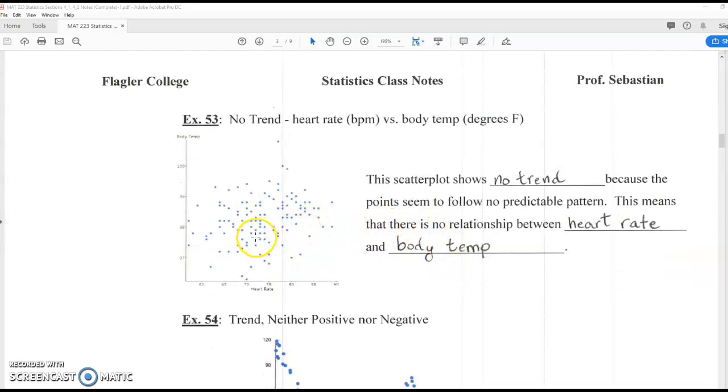This means that there is no relationship between, in this case, heart rate, the numerical variable on the x-axis, and body temperature. There doesn't seem to be any kind of relationship between them.